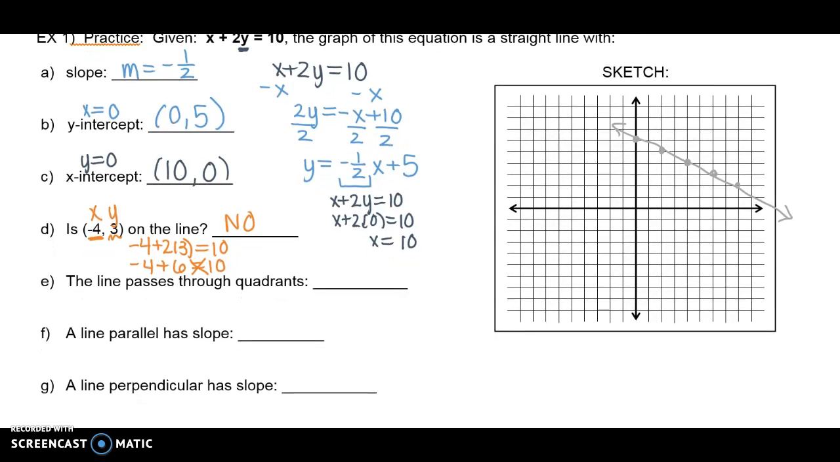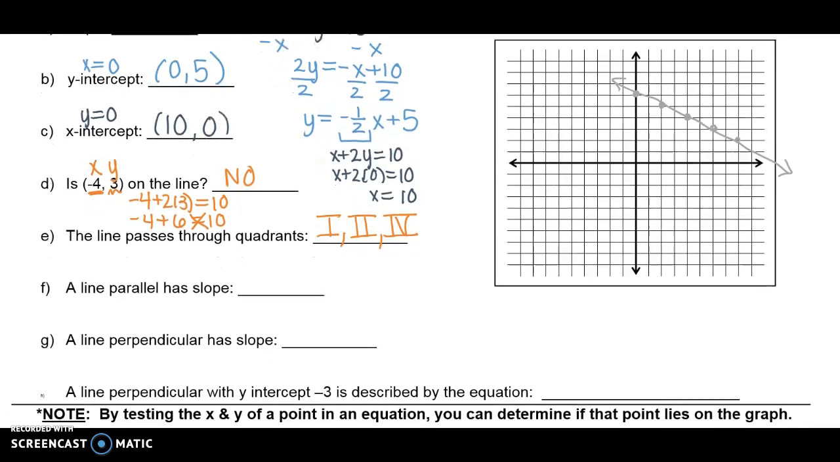The line passes through quadrants, and this is just a recap again from algebra. Line passing through our quadrants, we have 1, 2, 3, and 4. So the only quadrant that this graph does not hit is 3. So we can just list 1, we can list 2, and then we can list 4, which is IV, using those Roman numerals to name our quadrants.